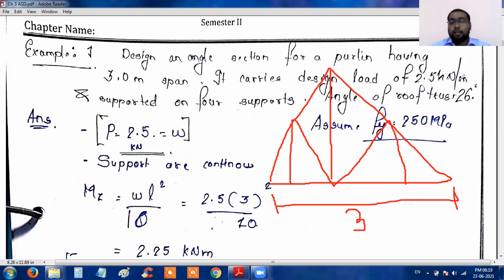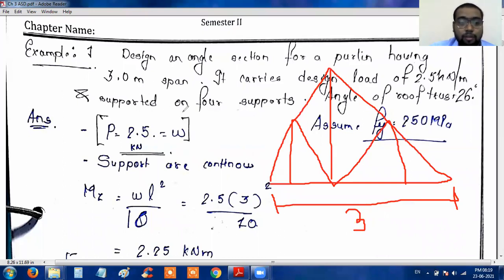It means they directly given you a design load. It means you don't have to calculate the dead load, live load, and wind load. If this value is not given, then you have to calculate that load and multiply with a partial safety factor and find out this design load, and then continue the example.